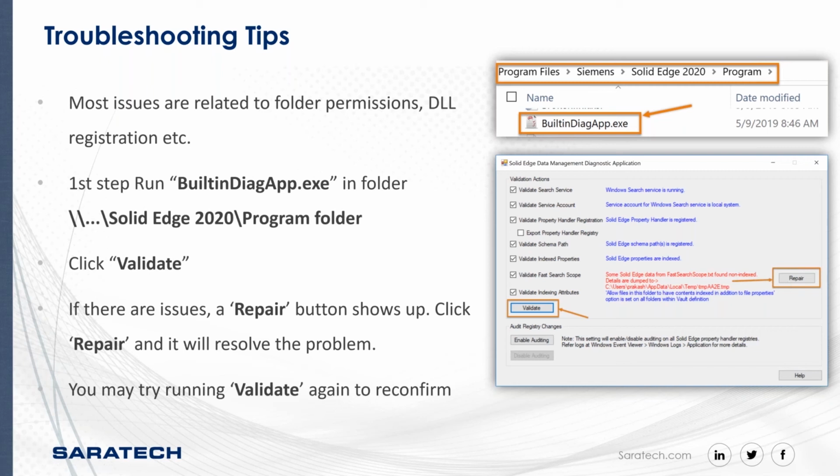If there is some additional troubleshooting that's necessary, there are some log files that we can look at to see what's happening. You can also enable auditing to look at different properties, if things are registered or not, and that'll give us some additional troubleshooting ability.